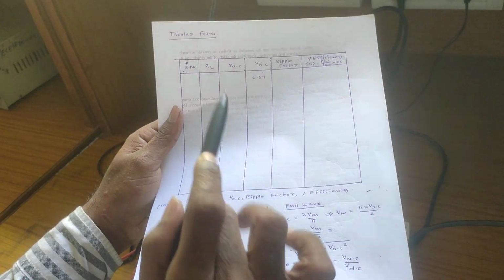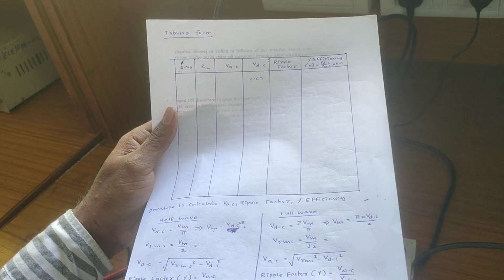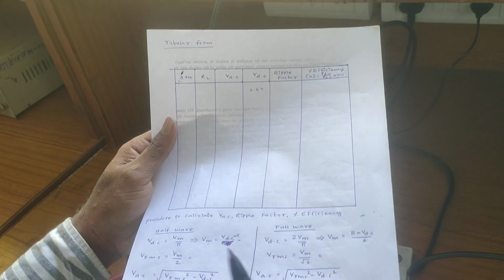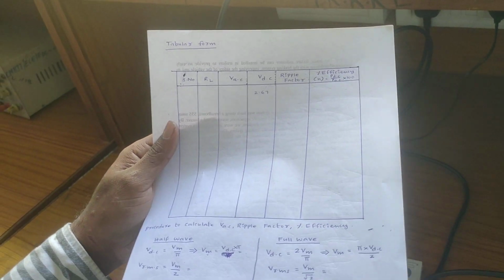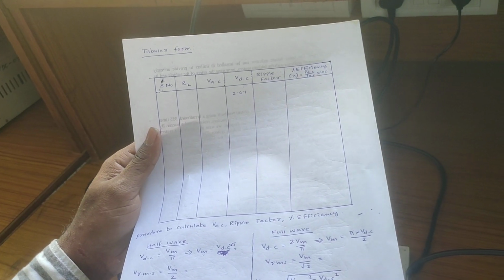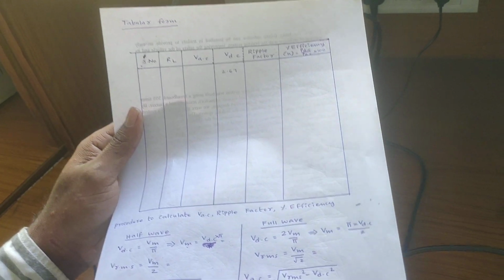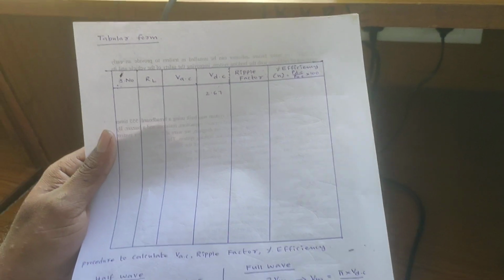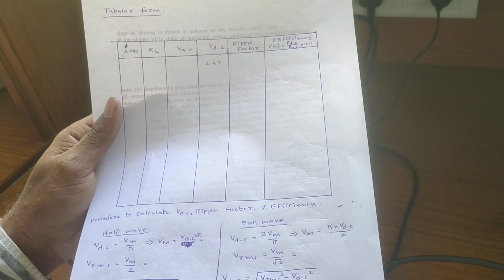That means the drawback of the half wave rectifier is that the ripple factor is high and the efficiency is low. But for a good rectifier, the ripple factor should be low and the efficiency should be high. Hence, we never prefer the half wave rectifier. In this way we can do the experiment. Okay, thank you all.